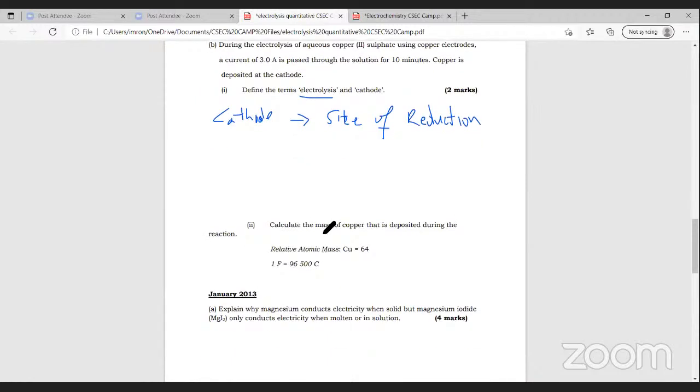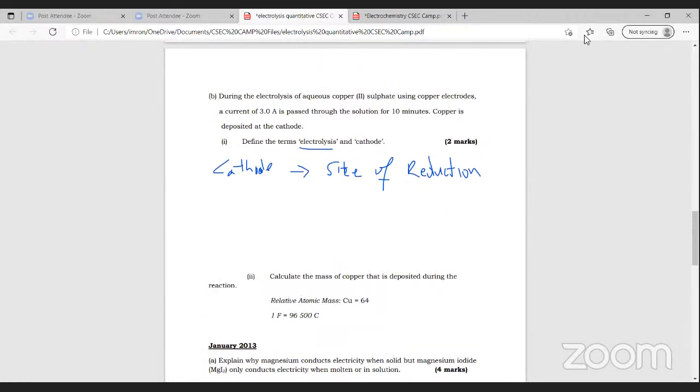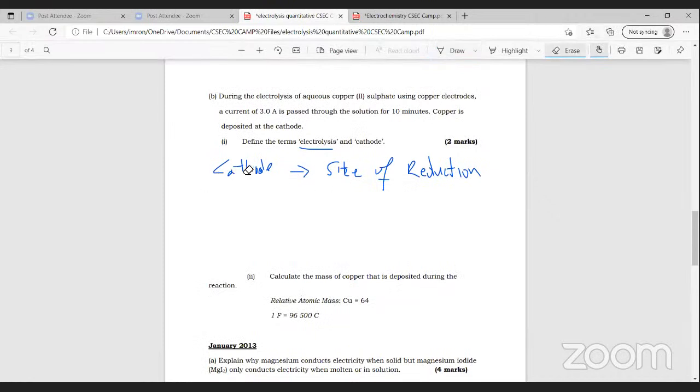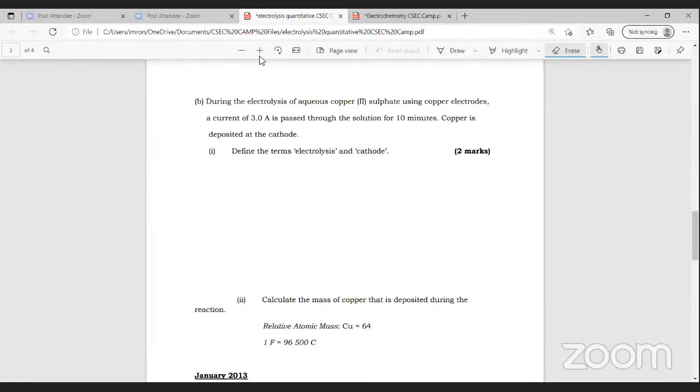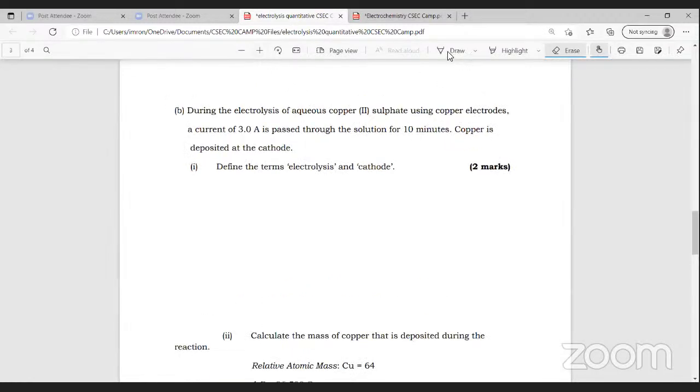All right, so last thing here now: calculate the mass of copper that is deposited during the reaction. So I'm going to just write this out right here. Let's get that a little bigger. All right, so let's go. It says during electrolysis we had 3 amperes passing through for 10 minutes.